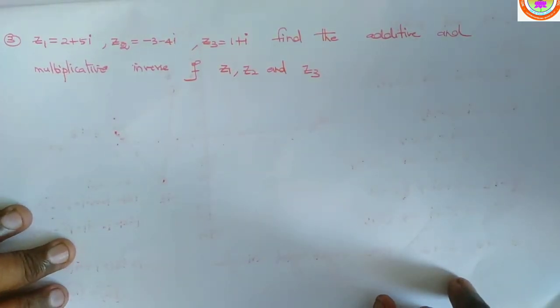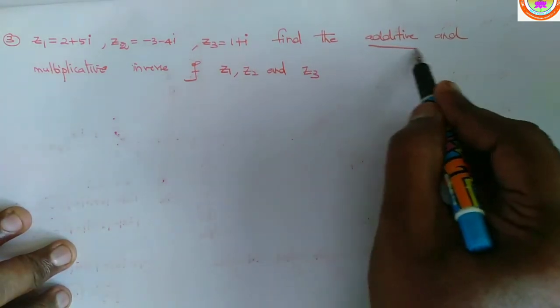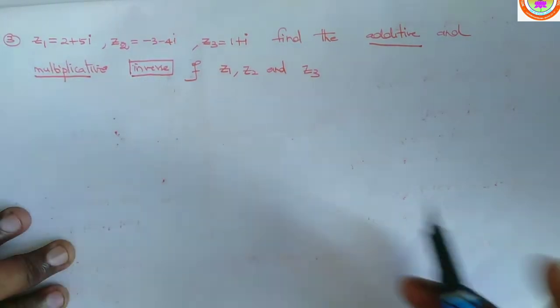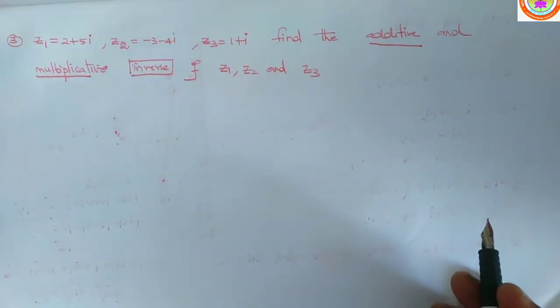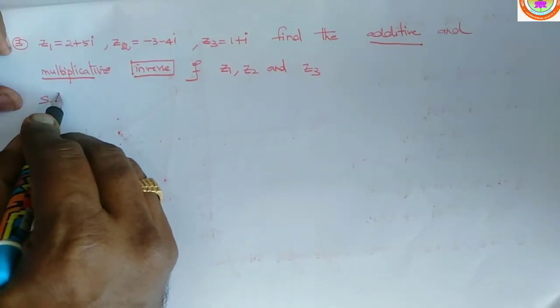z1 is equal to 2 plus 5i. z2 is equal to minus 3 minus 4i. z3 is equal to 1 plus i. Find the additive and multiplicative inverse of z1, z2 and z3. To solve this sum very easily, I am going to teach you one formula.